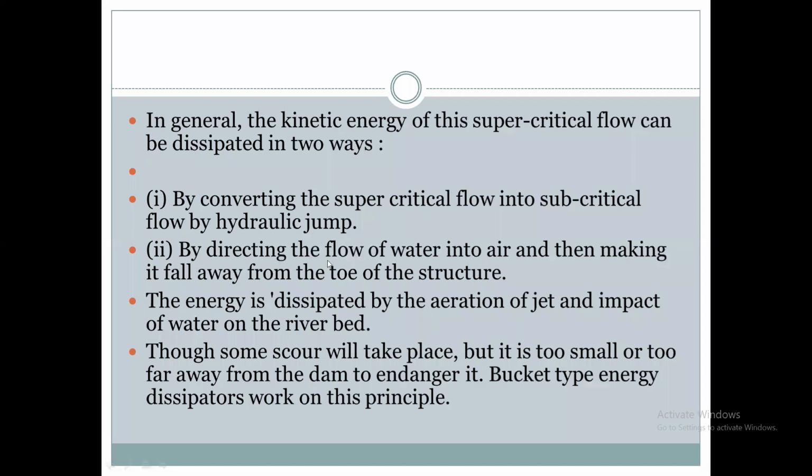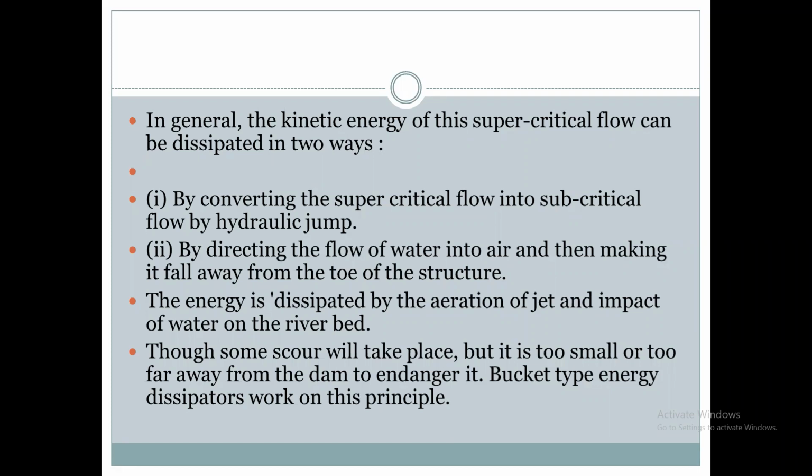The second one is by directing the flow of water into air and then making it fall away from the top of the structure. While flowing over the spillway, the water is thrown into air, away from the top of the structure. Some distance from the toe of the dam or spillway, the water should fall. It will fall into air.